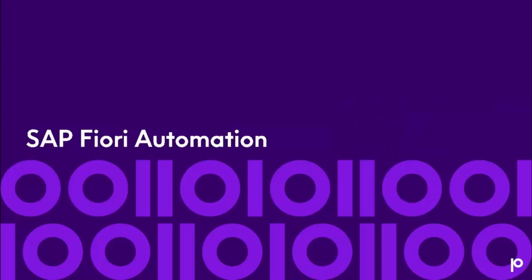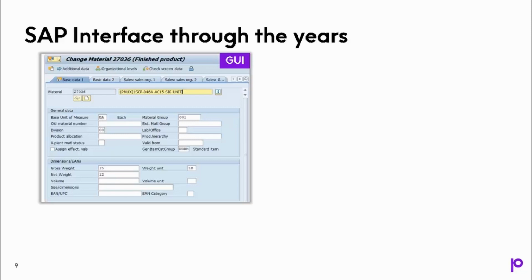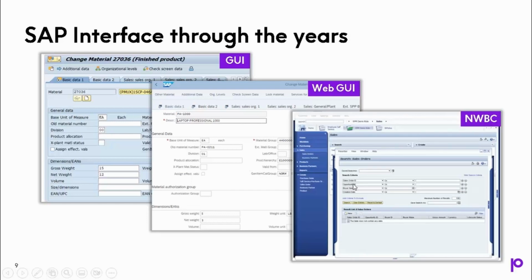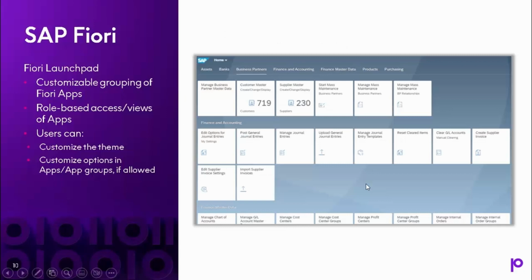So today we're introducing the SAP Fiori automation. So let's take a step back. SAP interfaces have changed throughout the years. So the GUI, which is still used by a lot of power users, then the GUI was moved to the web. And then SAP introduced the NetWeaver Business Client. So Fiori is the next generation.